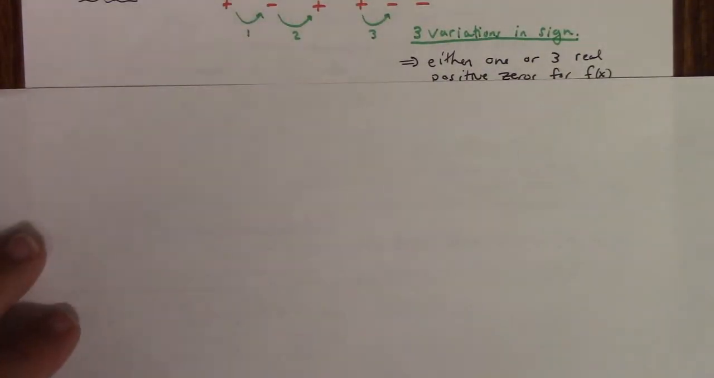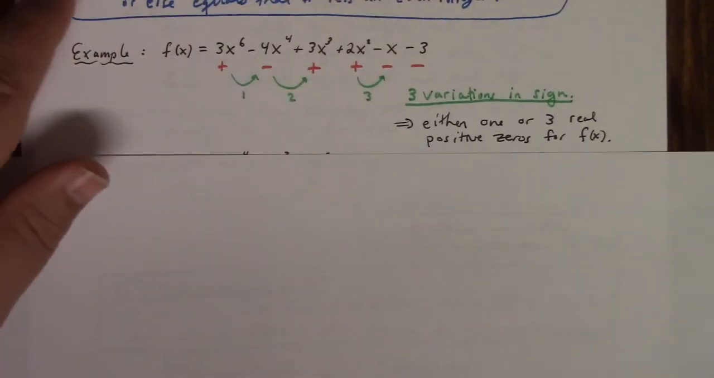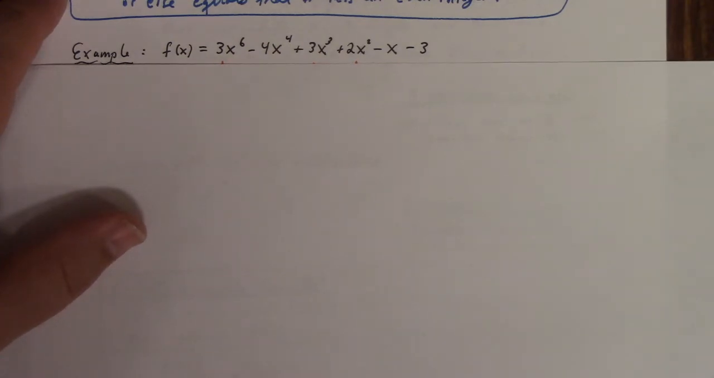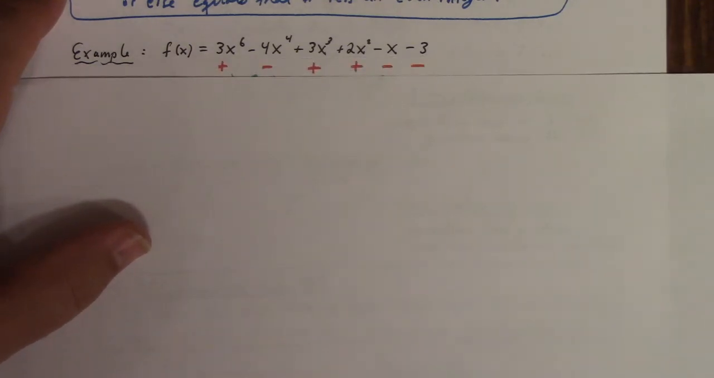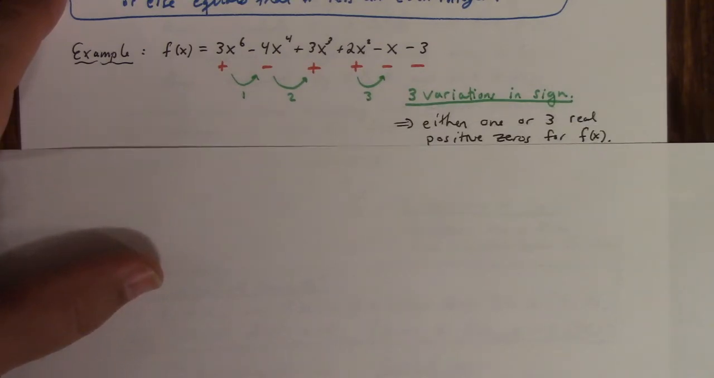So here we have a polynomial: 3x to the sixth minus 4x to the fourth plus 3x cubed plus 2x squared minus x minus 3. So if you look at the signs, you got plus, minus, plus, plus, minus, minus, right? So there are three places where you change from plus to minus or minus to plus. And Descartes' rule of signs says that there's either 1 or 3 positive zeros for f of x because of that.